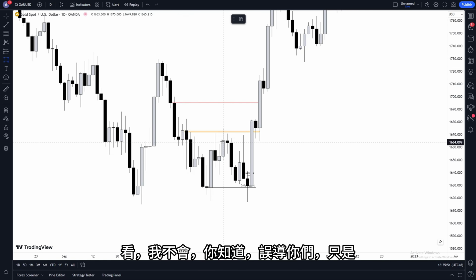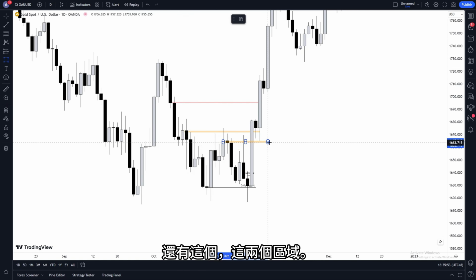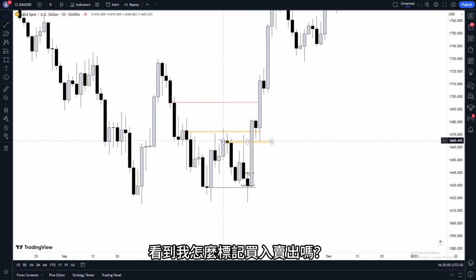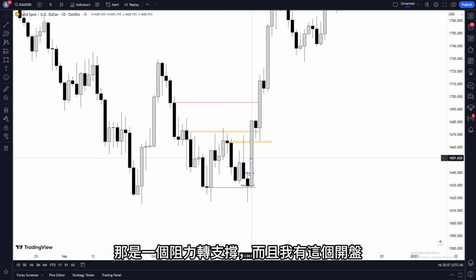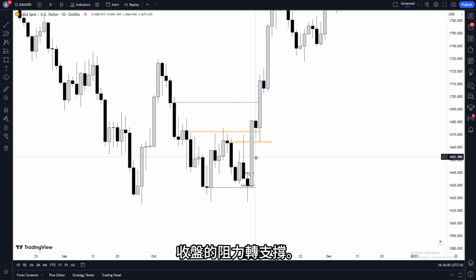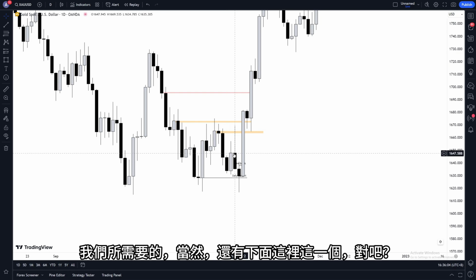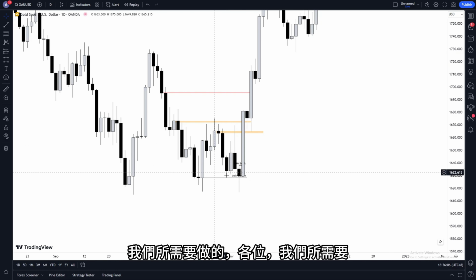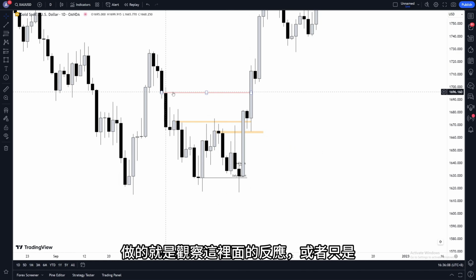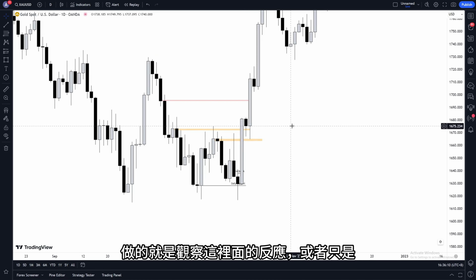I don't misinform you guys and just show it over here, right? And these two areas, see how I'm marking the buy, sell, that's a resistance becomes support, and I have this open, close, resistance becomes support. So I'm marking both of them, okay? And of course this one below here, right?